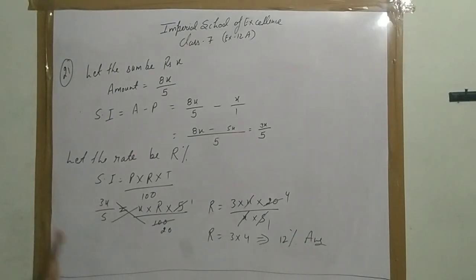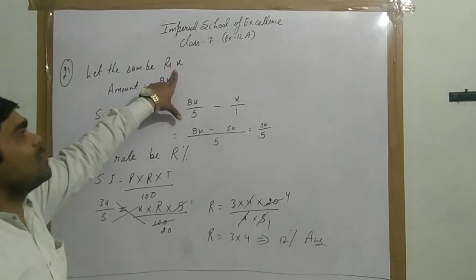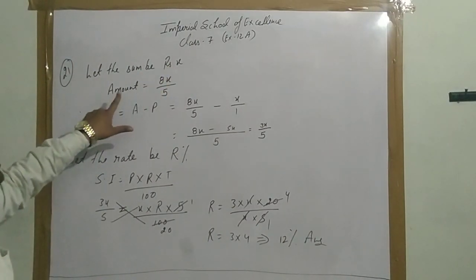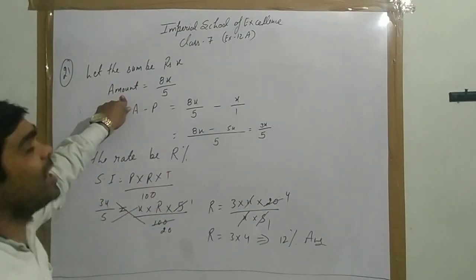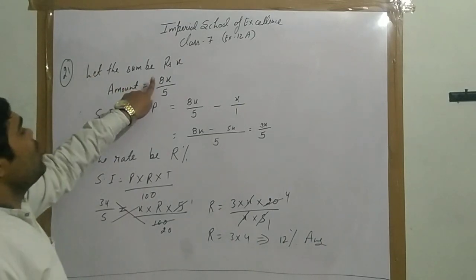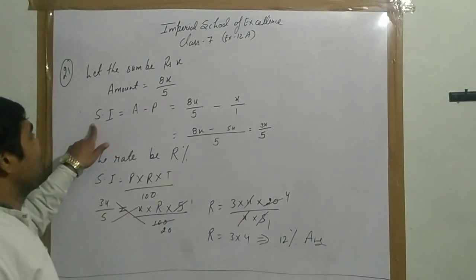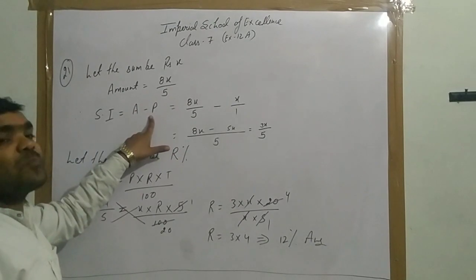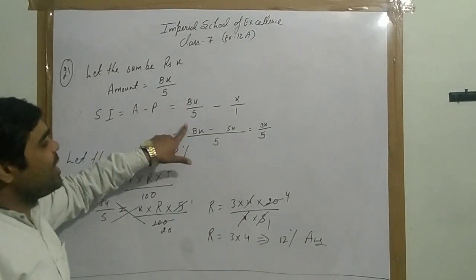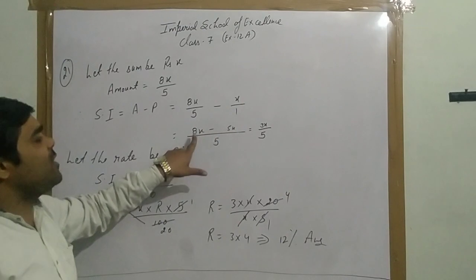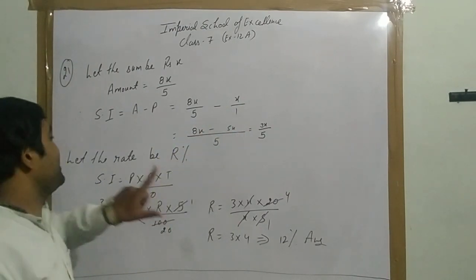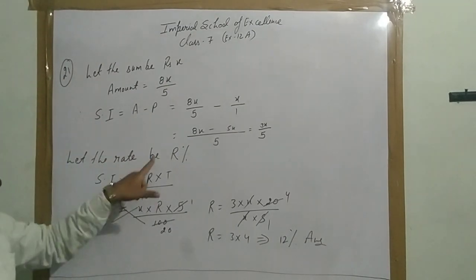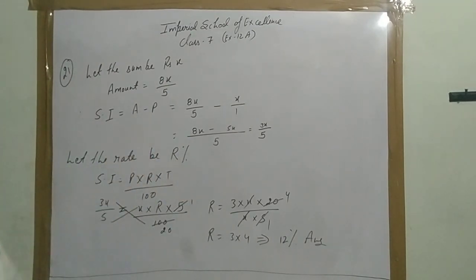So what do we have to do in this question? Let me repeat once again. Let the sum be rupees x. We have taken the sum as x. After that the amount is given in the question: a sum of money becomes 8 upon 5. So the amount will be 8x upon 5. The formula of SI equals amount minus principal equals 8x upon 5 minus x upon 1. When you solve this by taking LCM of 5, 3x upon 5 will come. After that let the rate be R percent. We have taken rate equals R percent.